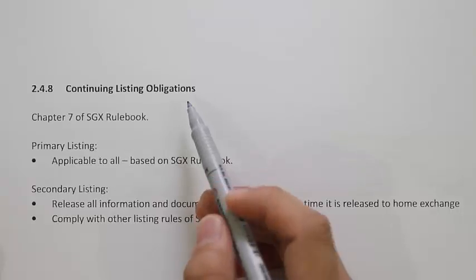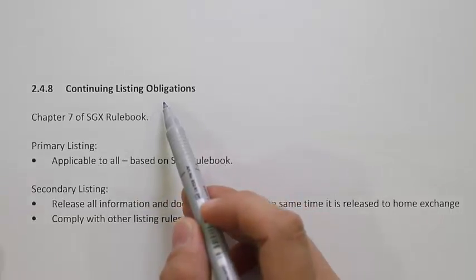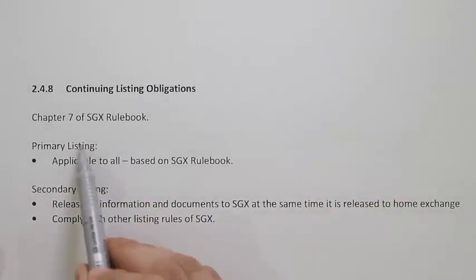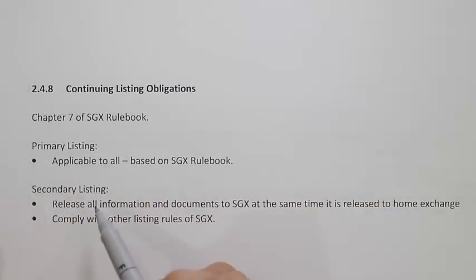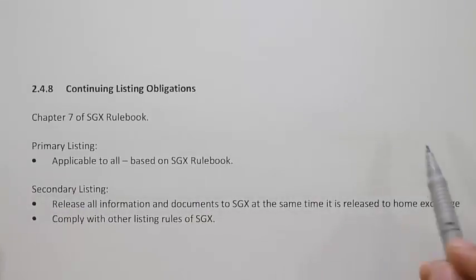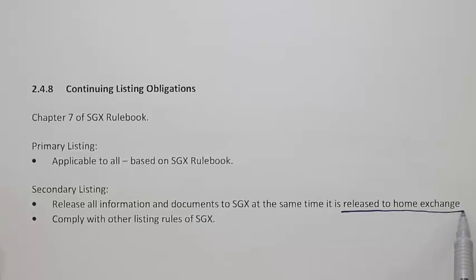Now, all companies are subject to continuing listing obligations, and this is found in Chapter 7 of the SGX Rulebook, and it applies to all primary listing companies. For secondary listing, remember, they do not need to comply. However, they need to release all information and documents to SGX at the same time as it is released to the home exchange. This means that the primary exchange that they are in, where they are supposed to release information and documentation for their continuing listing, should do the same for its secondary listing as well.